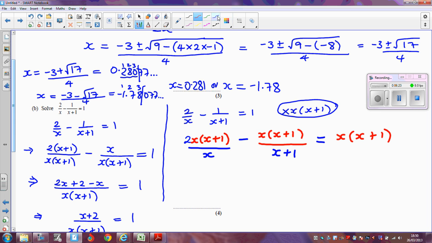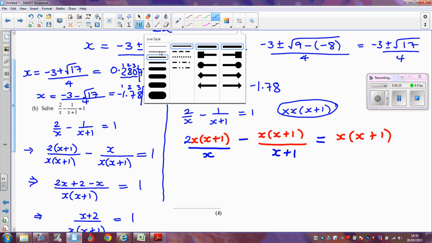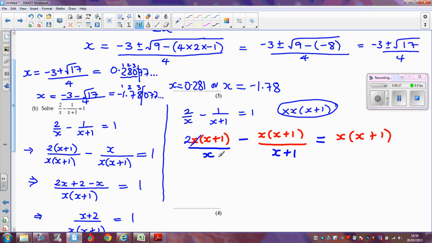Now, why have I done that, I hear you ask? The reason is that I can see this x cancels with this x. Here the x plus 1 cancels with the x plus 1, and I've cleared the fractions. So the first expression now is 2 times x plus 1. That's disappeared, so it's just minus x. And on the right-hand side, I've got this x plus 1.